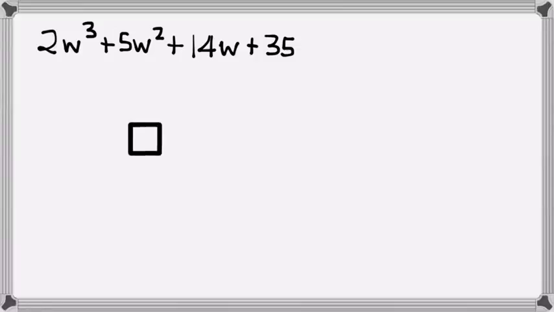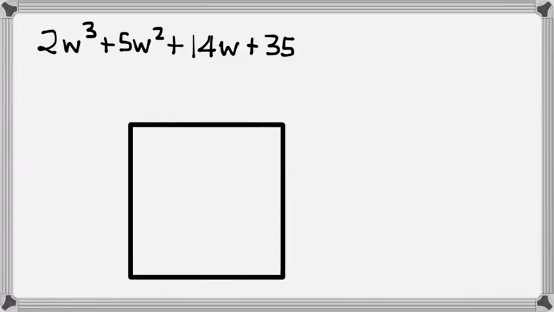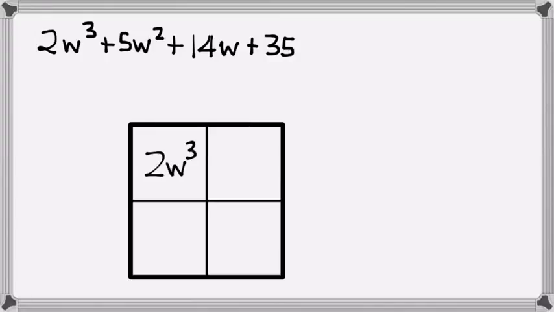So here's where I start in a problem like this. I'm going to go back to this grid again. And I'm just going to put my 4 terms into this grid. So starting with 2w to the third, and then plus 5w squared, and then plus 14w plus 35. Okay? So in other words, I'm using this grid now in a backwards fashion.